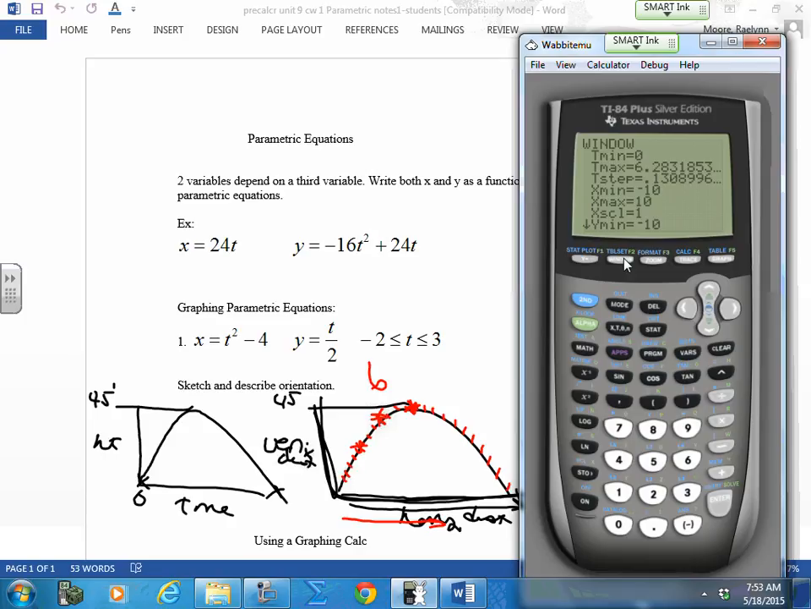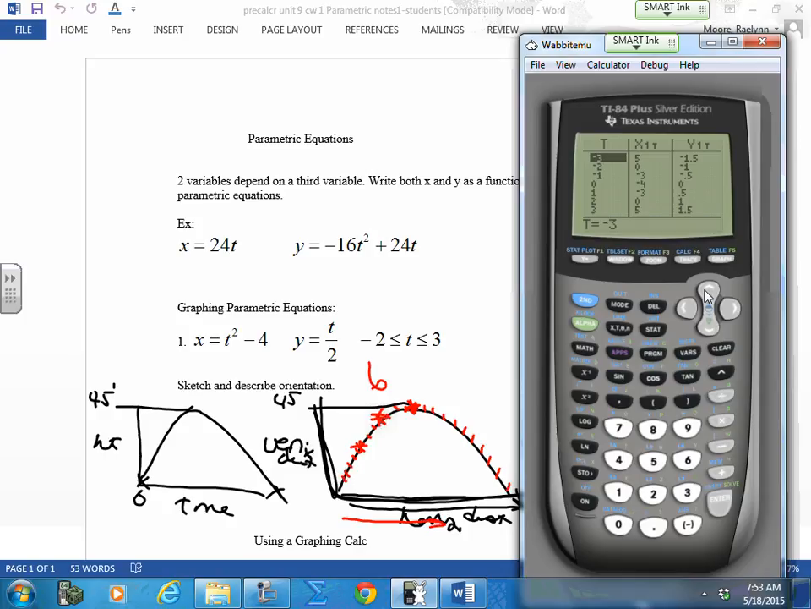Now, notice the restriction on the domain says from -2 to positive 3. We want to graph just this piece. So we're going to have to change your table a little bit. And we want to look at where the orientation comes from.